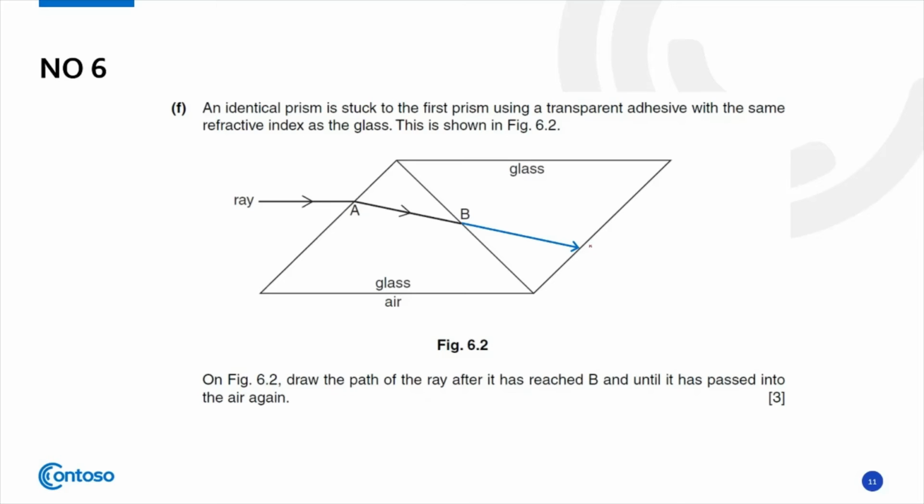So, the emerging ray must be parallel to the initial ray, which comes into the glass prism. Then, this is the emerging ray. Once again, the emerging ray must be parallel to the initial ray, this one. Then you will get the correct drawing.